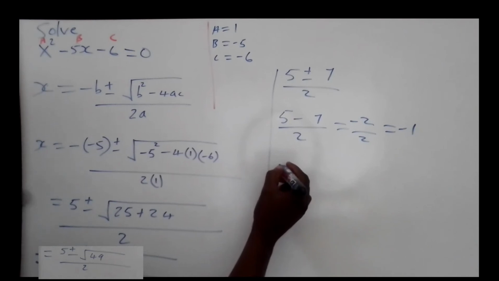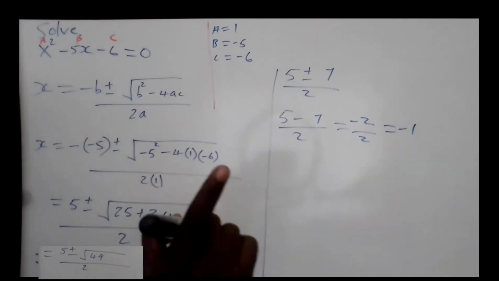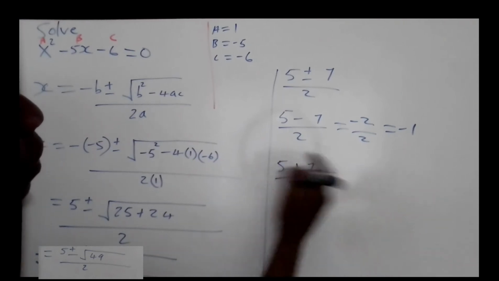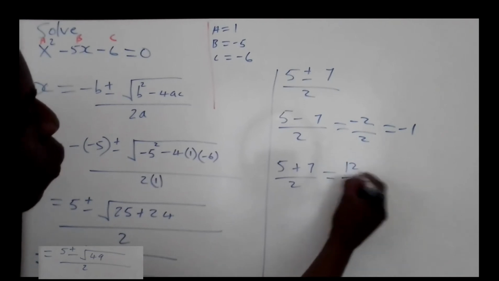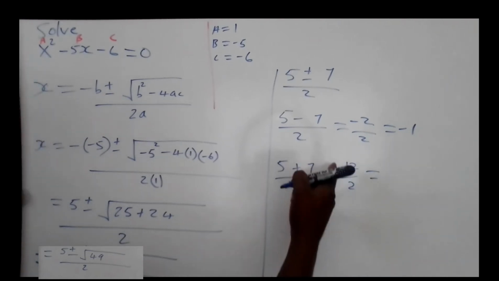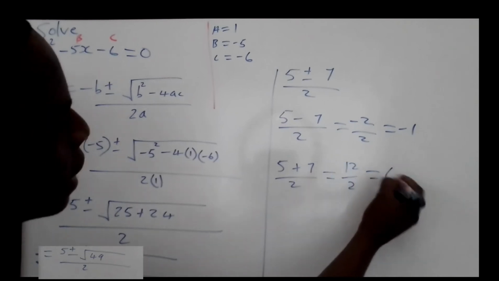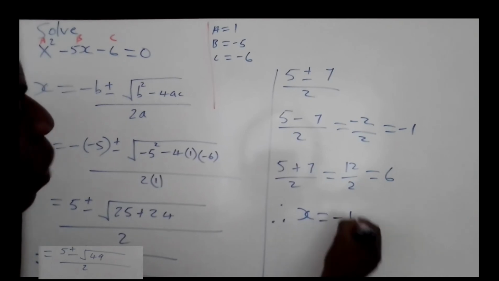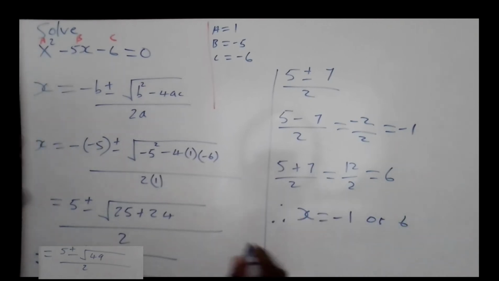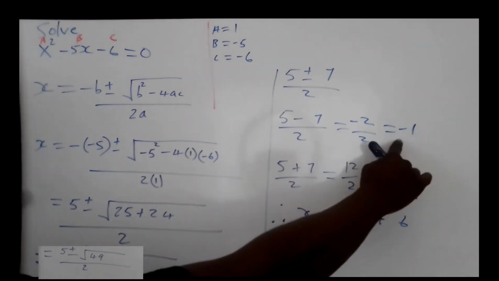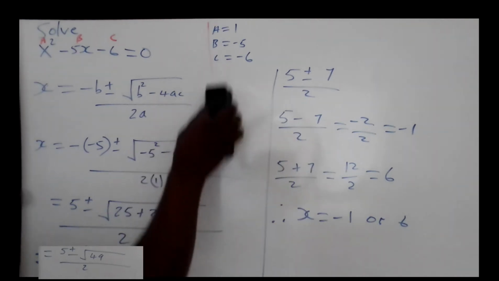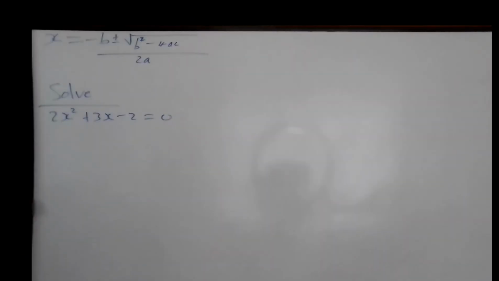So, as I mentioned before, we're going to get two answers. So therefore, 5 plus 7 over 2 equal 5 plus 7 is 12 over 2 equal 2 into 12 goes 6 times. Therefore, x equal negative 1 or 6. So we have two answers, negative 1 and 6. You see that? This is how we use the quadratic formula to solve problems. Let us do another example.